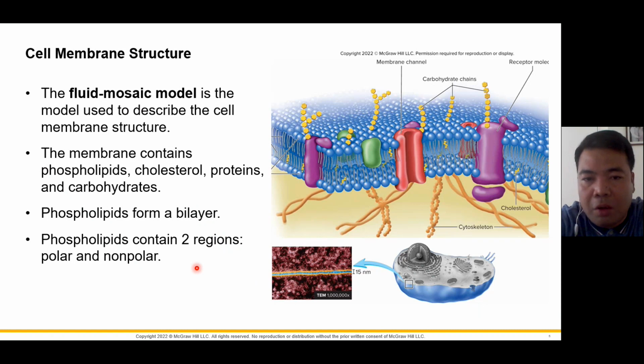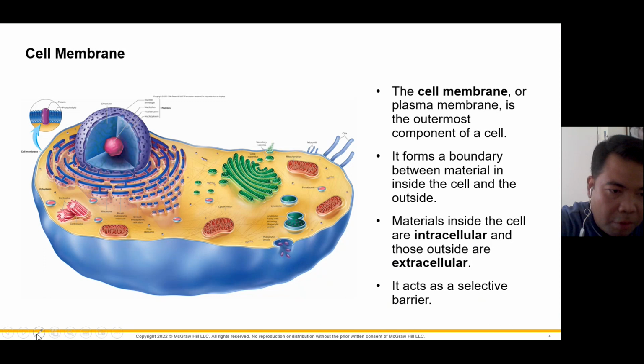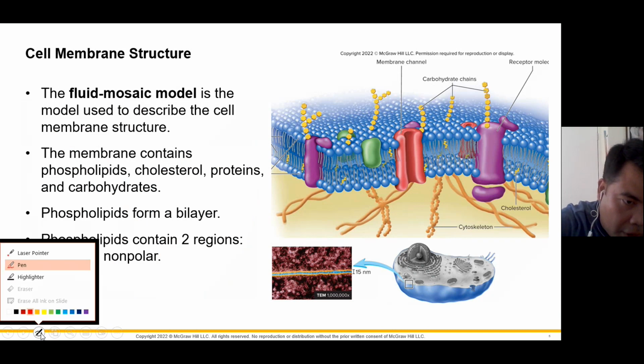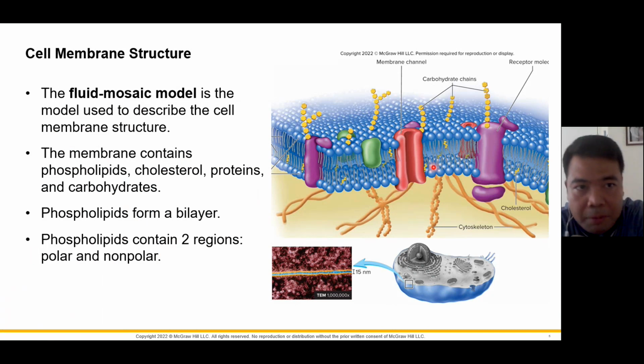So if we take a closer look, let's say we take a portion of the cell membrane and enlarge it using a high power microscope. This is what we will see when we enlarge the cell membrane. This is what they call the fluid mosaic model of the cell membrane. It is the model used to describe the structure of the cell membrane.